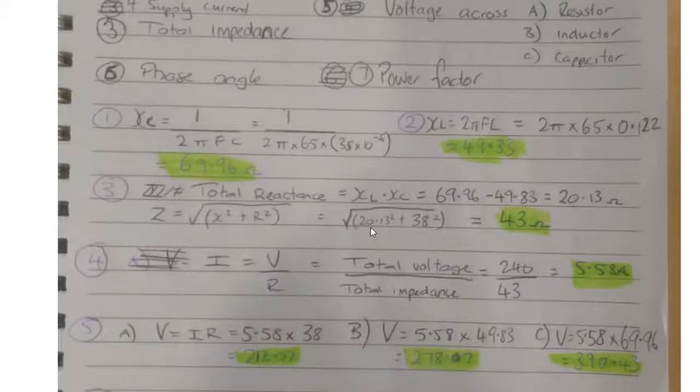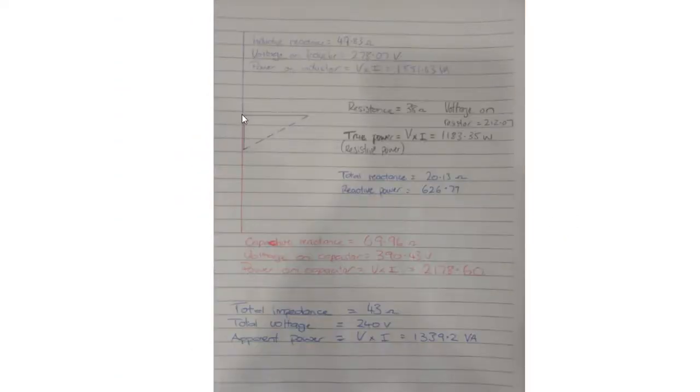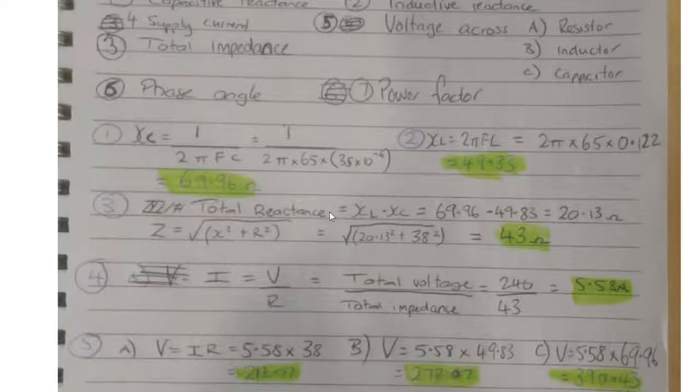So if we come back to this one, you can see that I've done that there by going total reactance equals XL minus XC. So 69.96 minus 49.83 equals 20.13 ohms. So that 20.13 ohms, that's this line here. The vertical line that is left after I've subtracted the capacitive reactance and inductive reactance. So then I use that.